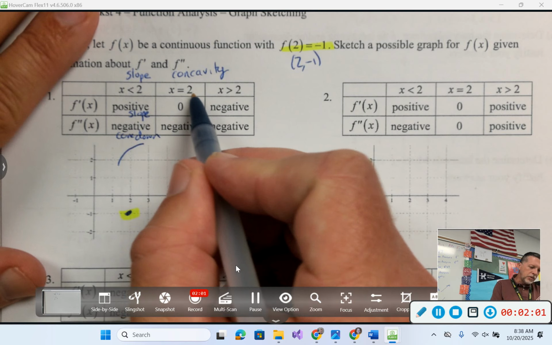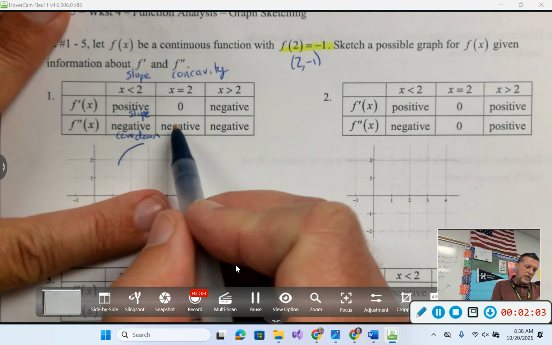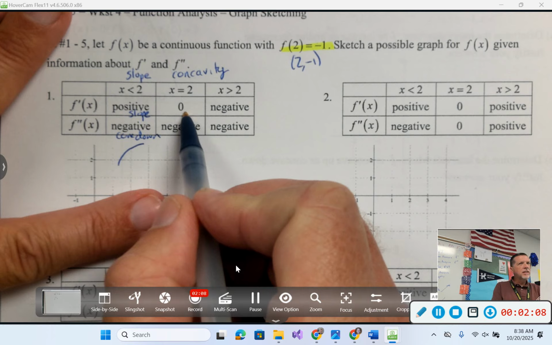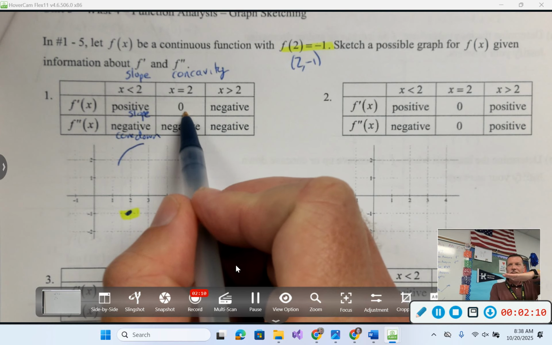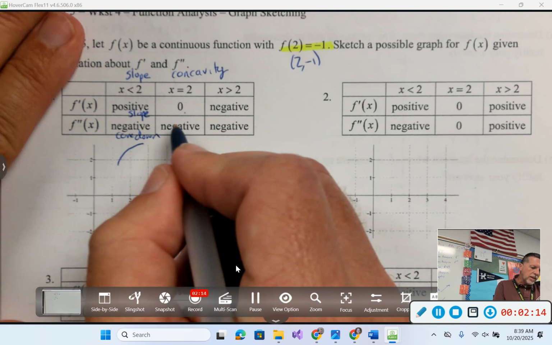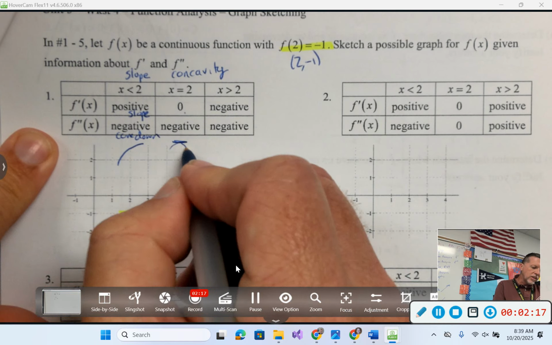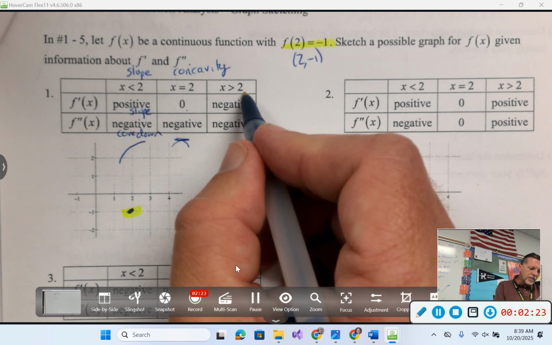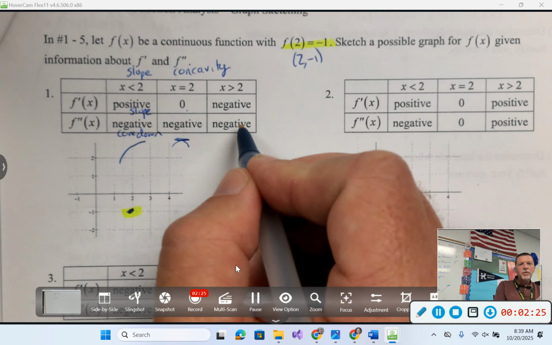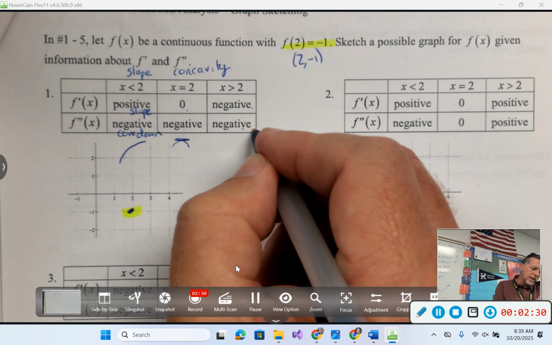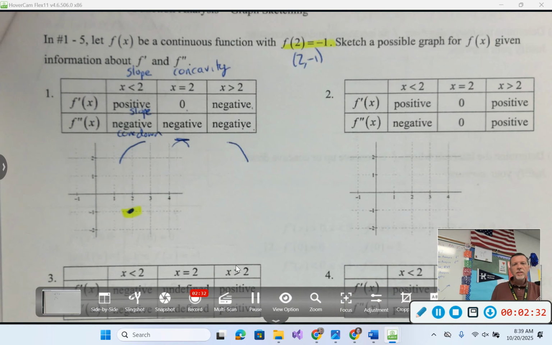At x equals 2, again, I'm not going to the graph yet. Slope is 0. What does that mean? Yeah, perfect. Horizontal tangent line. So it's going to be flat at that spot. Concave down still, so that looks like that'll be a maximum at x equals 2. And then greater than 2, a negative slope with a negative concavity, so decreasing concave down, something like that.